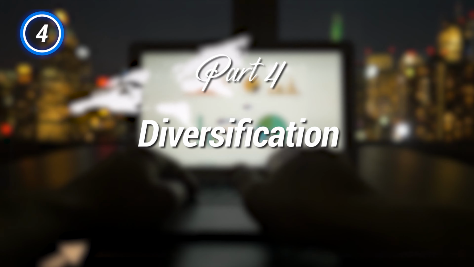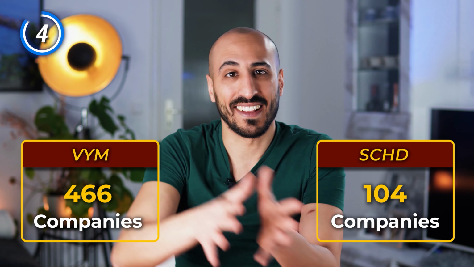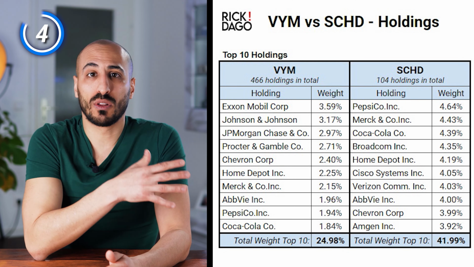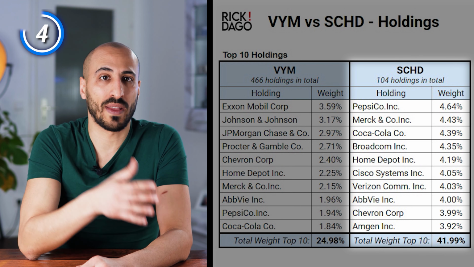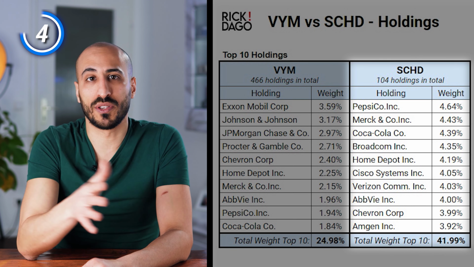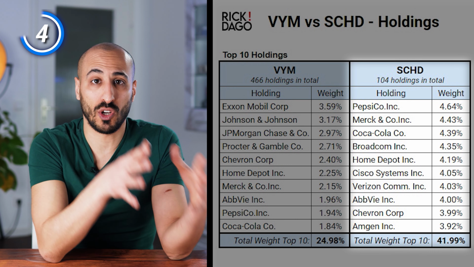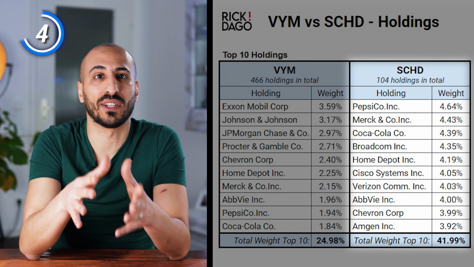The next aspect we're going to look into is diversification. VYM contains 466 different companies while SCHD has 104 holdings, giving it more concentration on top companies than VYM. You can see here that the main holdings of SCHD are PepsiCo, American Coke, Coca-Cola, Broadcom, and Home Depot. The highest weight is 4.64%, and the total weight of the top 10 companies is 41.99%.